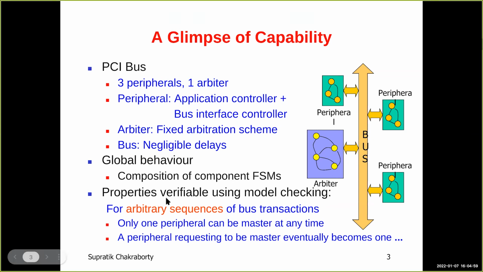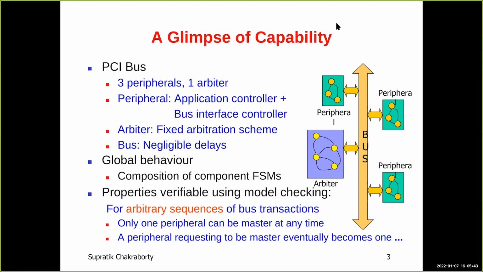So we want to verify properties like these, which are at a slightly higher level. But if you look at this whole thing as a system, it is not that we don't care about what's happening in the internals of the system. We do care about things like this, that only one peripheral can be mastered at a time. Maybe that doesn't show up externally if this is part of some controller in some automated system or some robot.